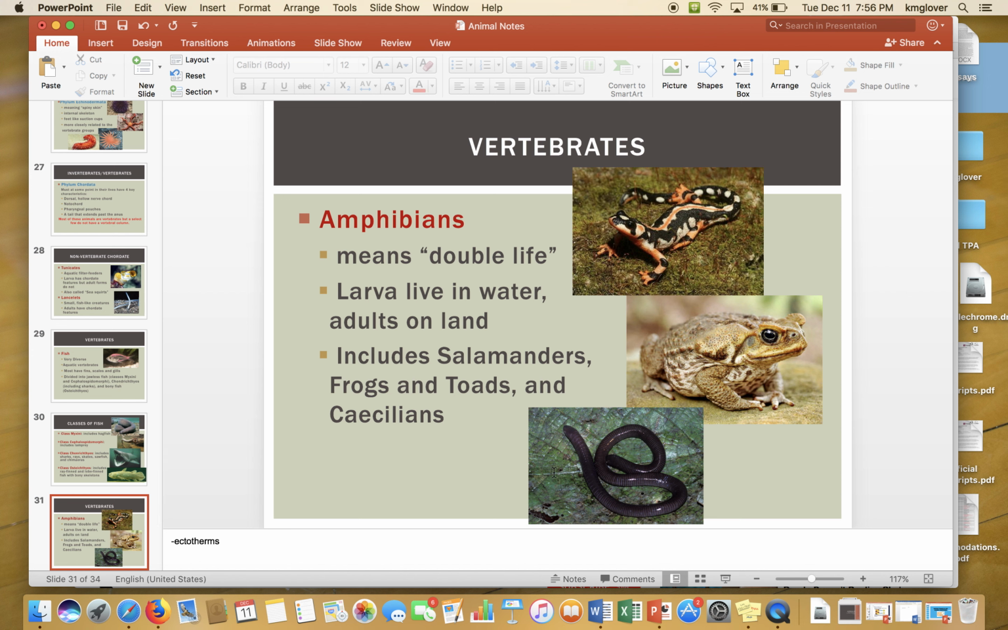All right, now we're going to focus on vertebrates. And vertebrates do have a backbone. So, of course, you have your amphibians. These are the ones that we like to learn about.